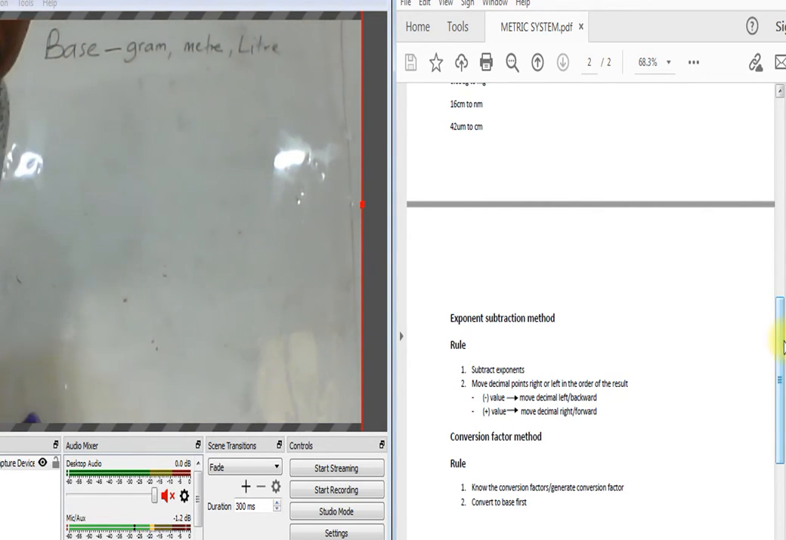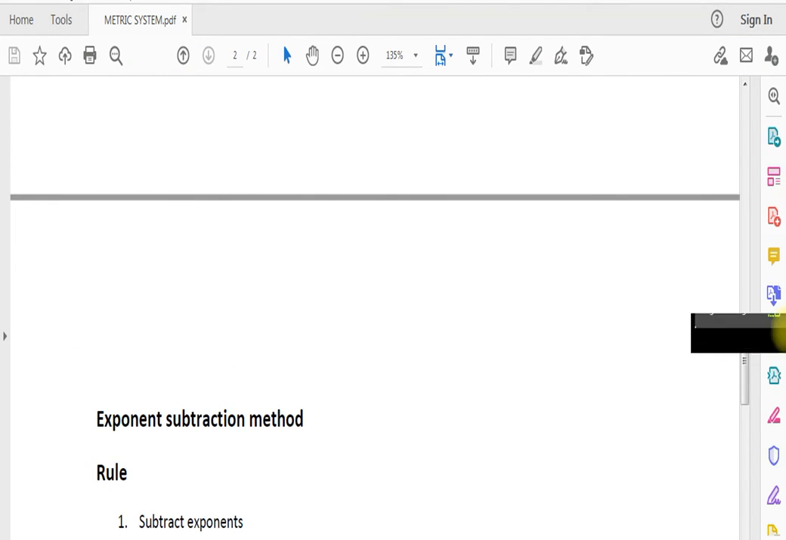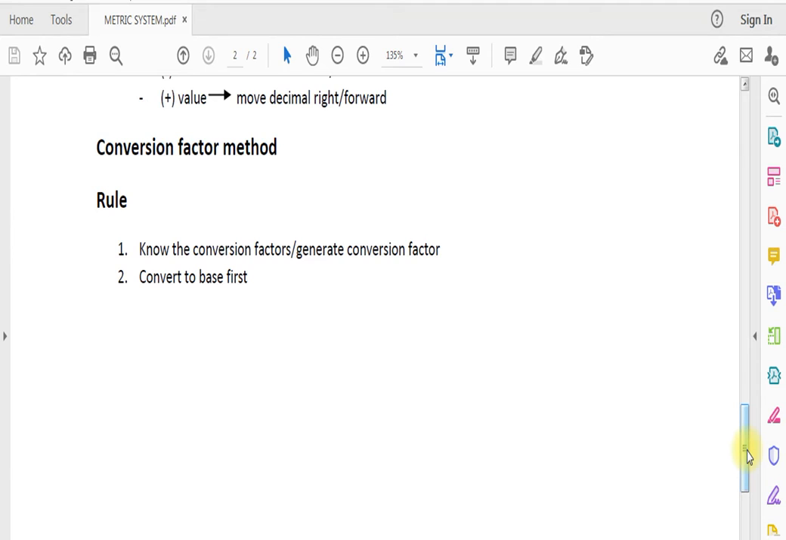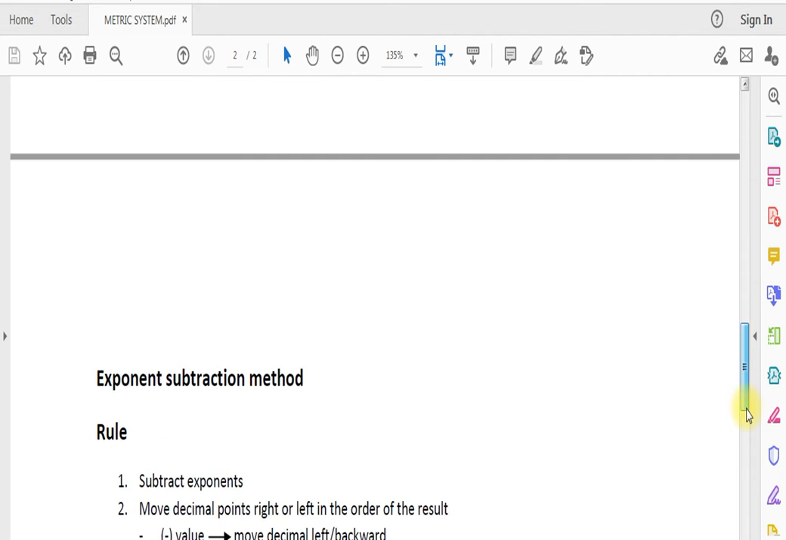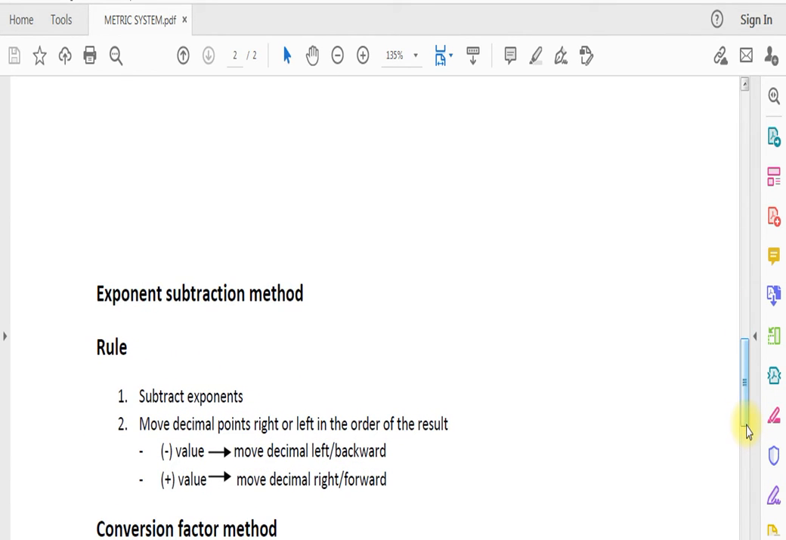Now in this method, we have this rule. The first rule is you subtract the exponents. Now the second rule is you move the decimal point right or left in the order of the result. If your result is a negative value, you move the decimal backward or to the left. If it's a positive value, you move it forward or to the right. Okay? So let's not forget.